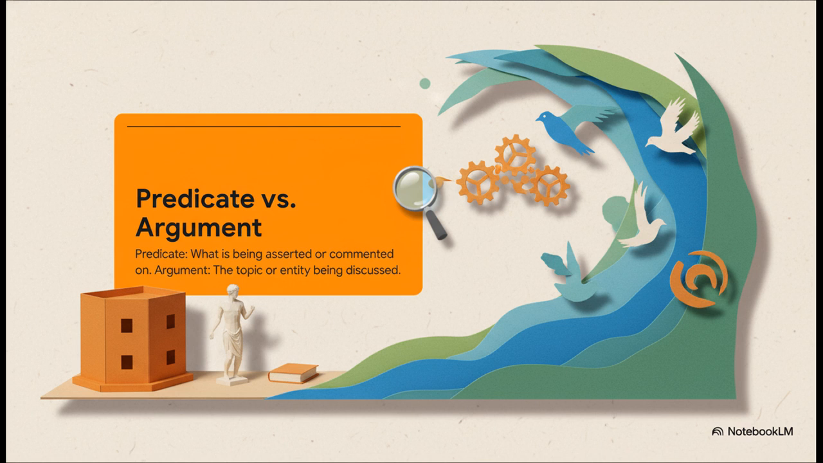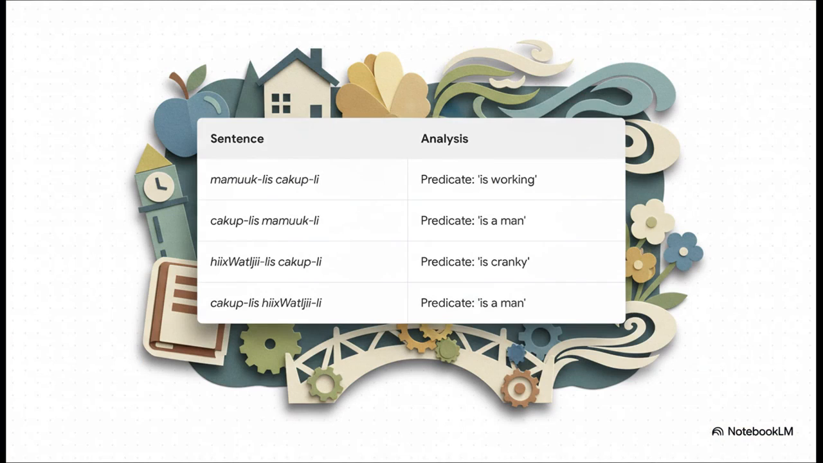That's the main comment, the main event being asserted, and the argument, which is the topic being discussed. And here's the kicker. Almost any concept can play either role. And believe me, this isn't just a one-off trick. Let's jump over to the Nuu-chah-nulth language. You can say, the man is working, which makes work the main event. Or you can say, the working one is a man, and now man is the main event.